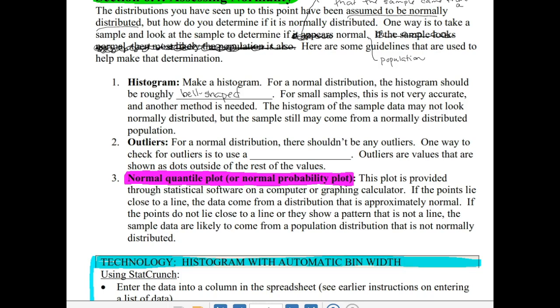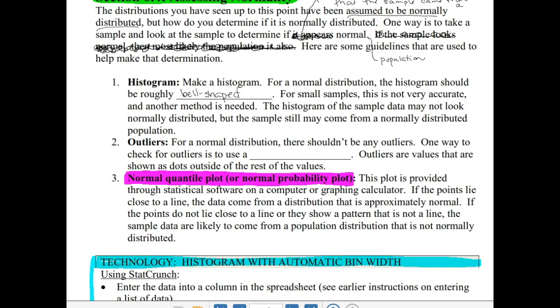For small samples, though, this is not very accurate, and another method is needed. The histogram of the sample data may not look normally distributed, but the sample still may have come from a normally distributed population. But for a small sample, we just didn't get enough representatives from that population to see that happening in the histogram for that sample data.